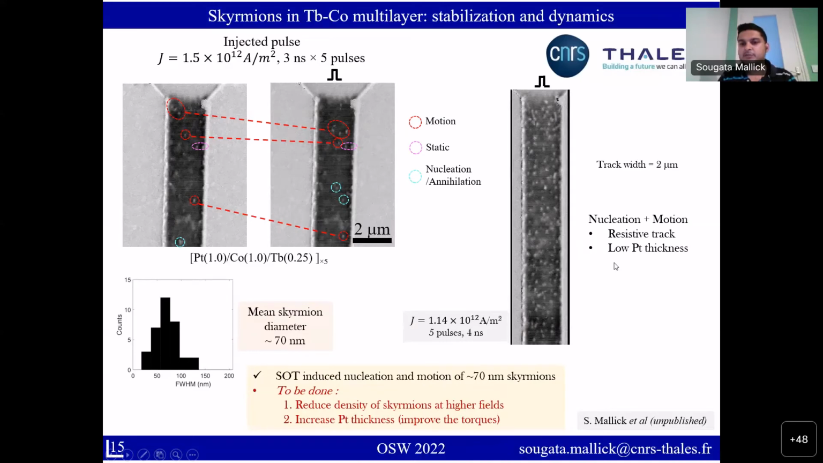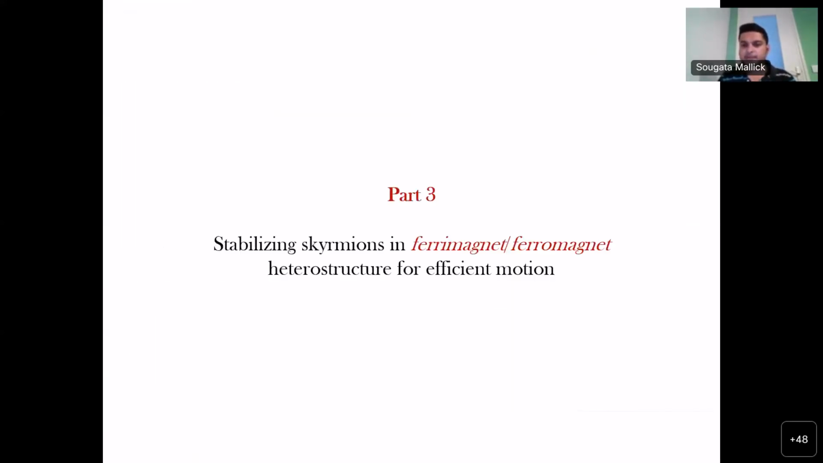Sachin Krishna will show you tomorrow that below 3 nanometer of platinum thickness, the spin orbit torque effect is not efficient enough. That is why in our new samples, we are growing the same series of samples with higher platinum thickness, and we are also trying to improve the torques. But more importantly, what you see here is that we can stabilize the skyrmions with very small size. In fact, I have skyrmions with 30 and 40 nanometer diameter, and we can move them using the spin orbit torque.